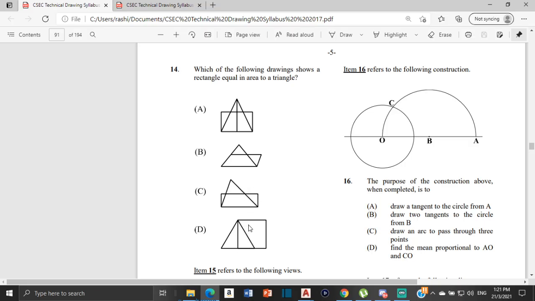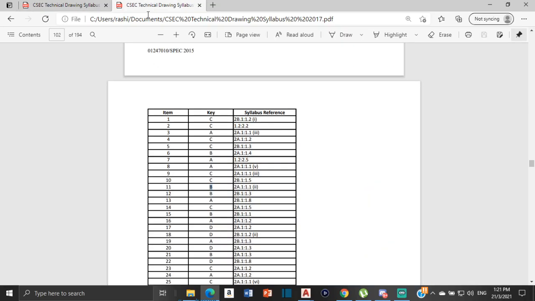D is out because the square and the triangle don't share the same base. It's not even a rectangle, it's a square. So that's out, and they don't share the same base, so that's out. All right, even though a square is technically a rectangle. And then this is out as well because that is not a rectangle. All right, so the answer for 14 would be C, and we can cross-reference that. Okay, so the answer for 14 is C.